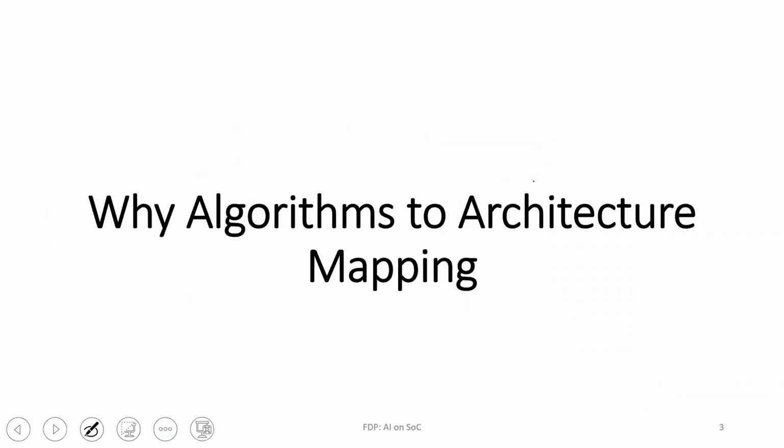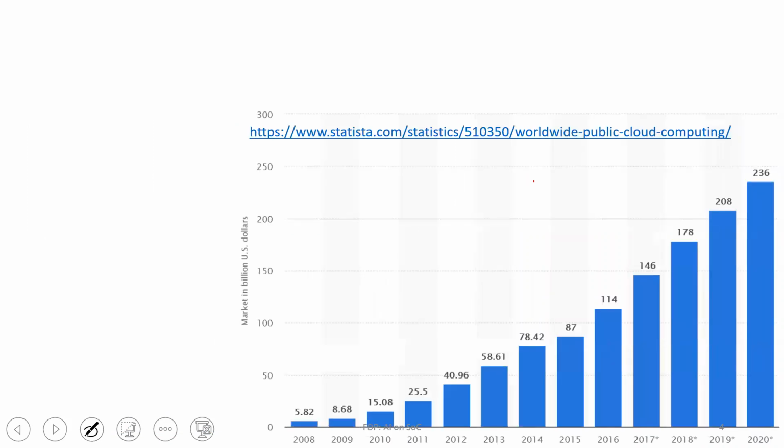As I mentioned in the outline, the first thing I need to convince you of is why we need to map the algorithms to architecture, or especially why edge architecture. By looking at the slide, can someone tell me what this slide represents? What is being mentioned here in the slide? Any guess?